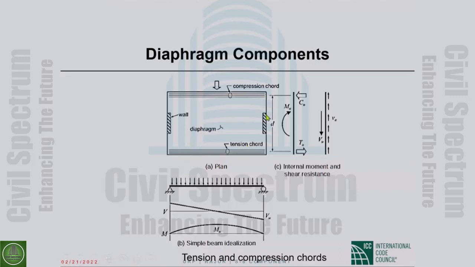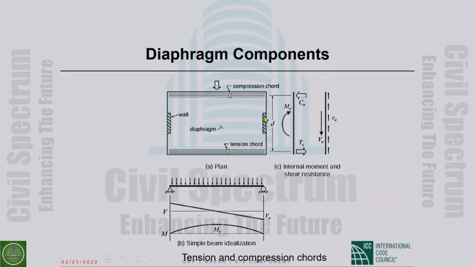Along the edges of the diaphragm, there are shear stresses. Obviously, this is a beam bending in its own plane. So there is bending causing tension, compression, and then there is shear.